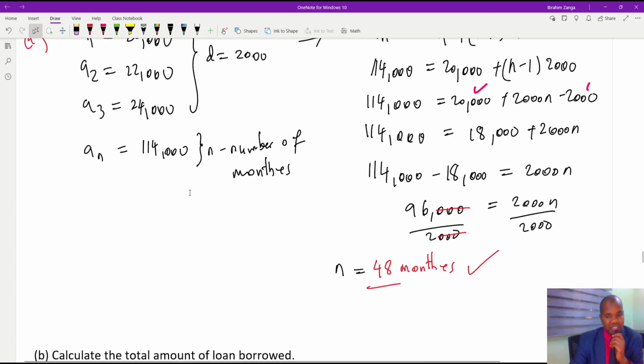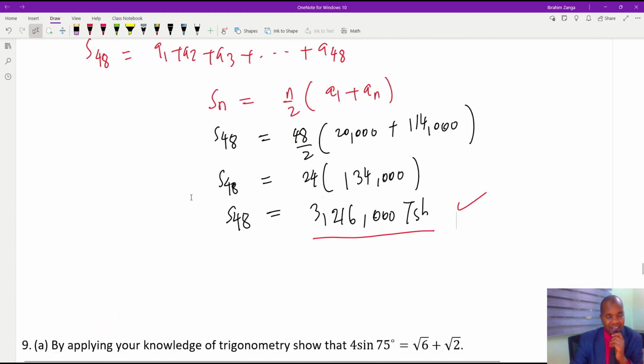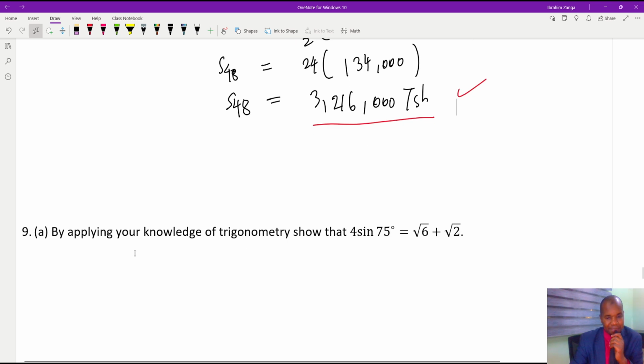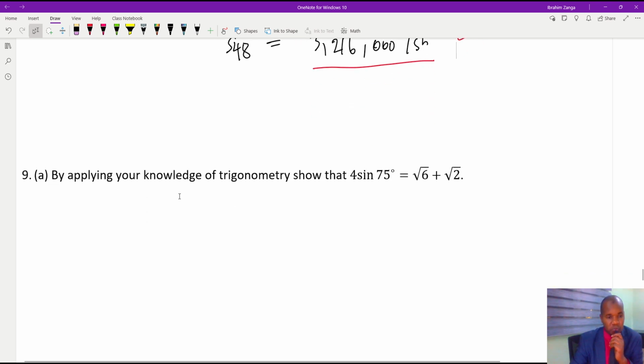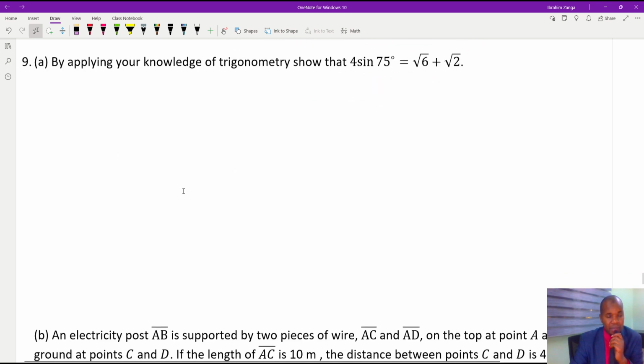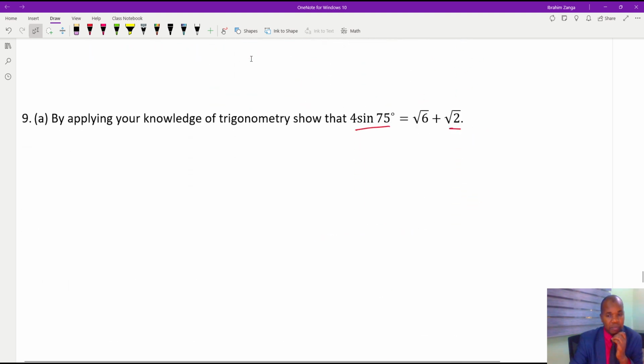And mind you, this question carries 60 marks. And now we are going to jump to question number 9. By applying your knowledge of trigonometry, show that 4 sine 75 equals square root of 6 plus square root of 2. So we are supposed to show that this expression is equal to that expression.